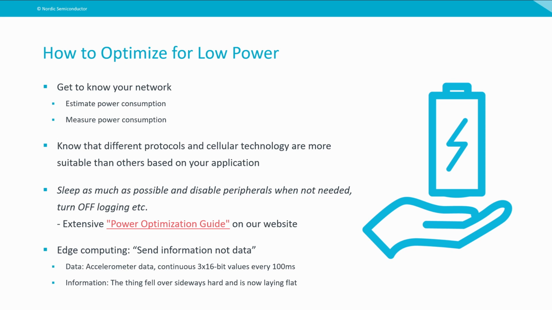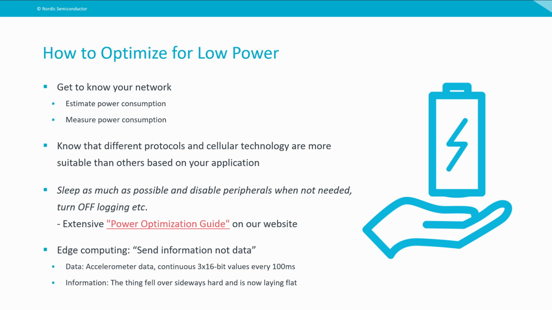penetration. For the application side, it's very important that you sleep as much as possible and disable the peripherals when they are not needed, and also turn off logging, of course. If you see around 500 to 700 microamperes in your power profiling, this is typically the UART still being on, so the logging is not turned off, for example.